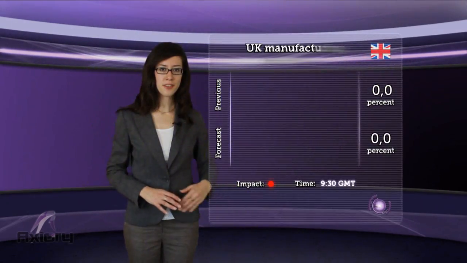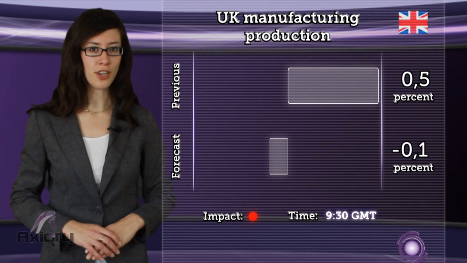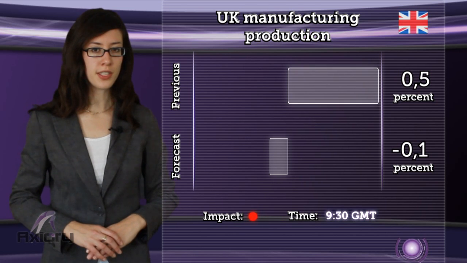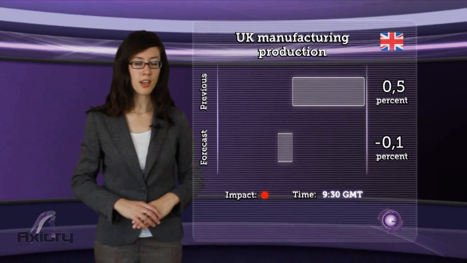At first today, the Office for National Statistics in Britain at 9:30 a.m. GMT will release monthly data about manufacturing production. It is expected rise of 0.5% compared to previous 1% fall. Also, a high impact on the sterling can be awaited.